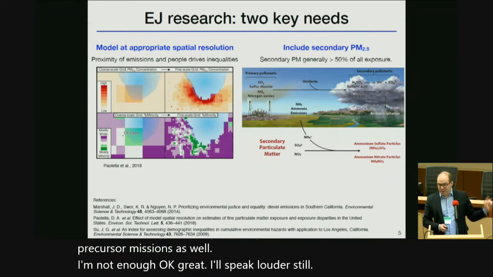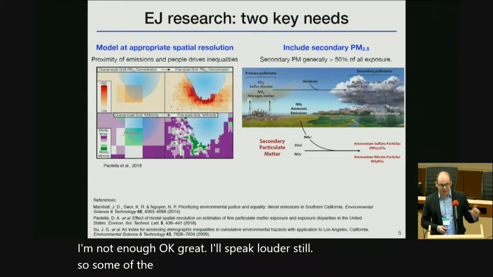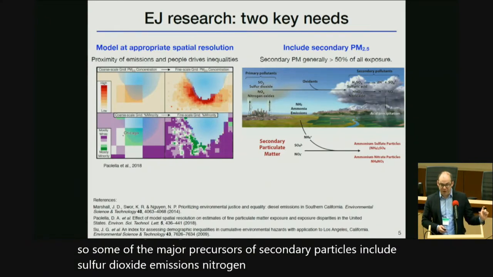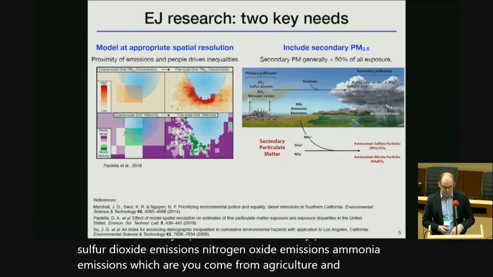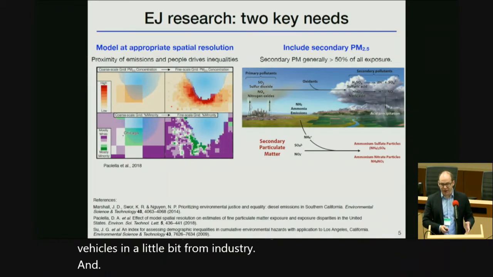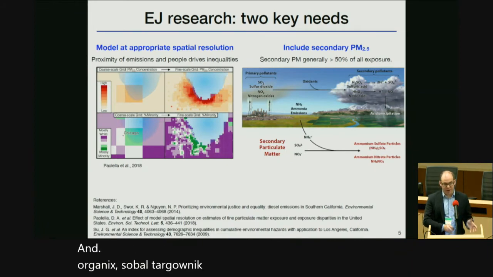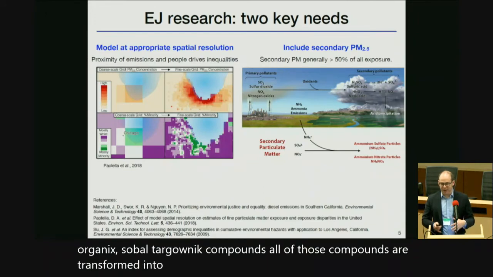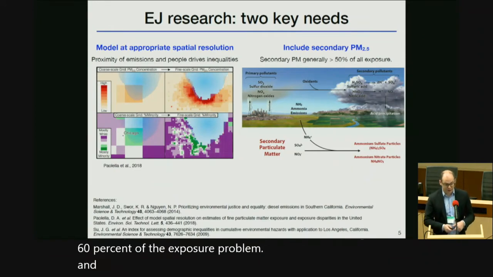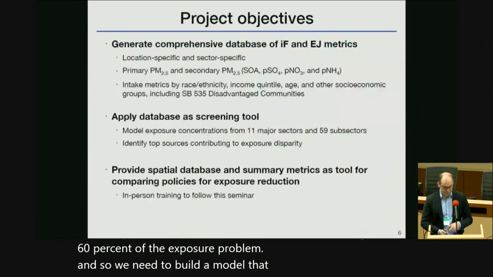So some of the major precursors of secondary particles include sulfur dioxide emissions, nitrogen oxide emissions, ammonia emissions, which largely come from agriculture and motor vehicles and a little bit from industry, and organics, so volatile organic compounds. All of those compounds are transformed into secondary particulate matter. If you don't look at secondary particulate matter in California, you're missing at least 60% of the exposure problem. And so we needed to build a model that could incorporate secondary particles as well.